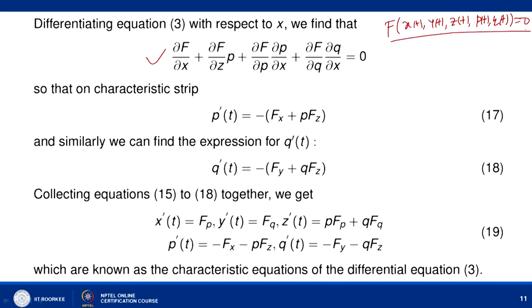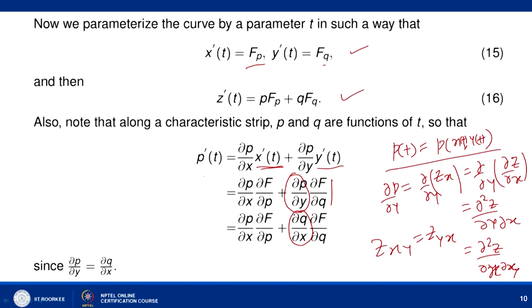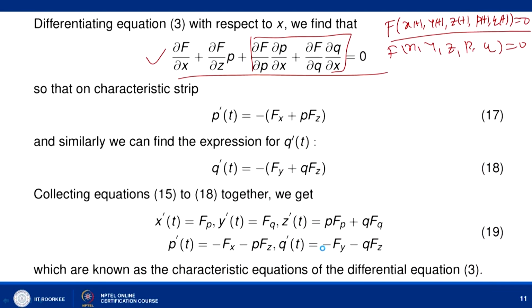Right now I cannot use this because I really do not know whether this curve lies on the surface, or lies on this partial differential equation, or lies on the surface which solves this. So, right now we simply use that F(x, y, z, p, q) is equal to 0. Differentiating with respect to x, we have this relation, and here we can get this value, which is written here: p dash t is equal to this value. So, on the characteristic strip, your p dash t equals minus of f_x plus p f_z.